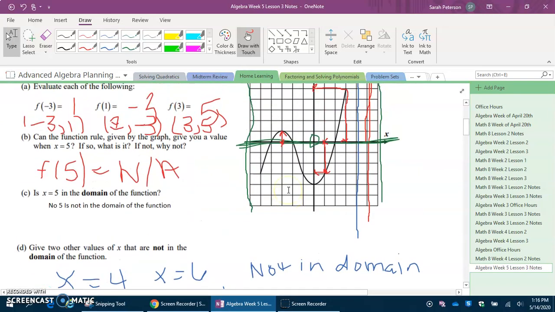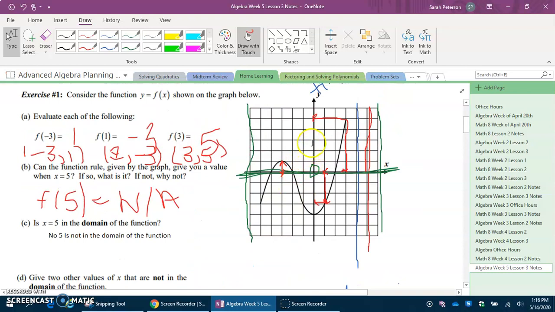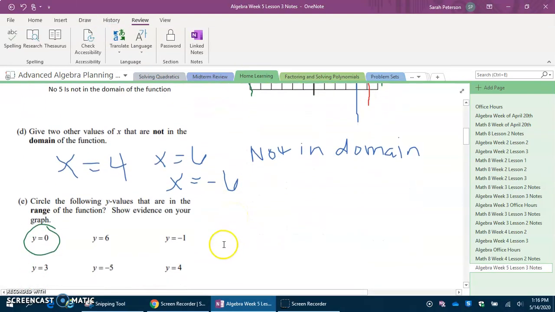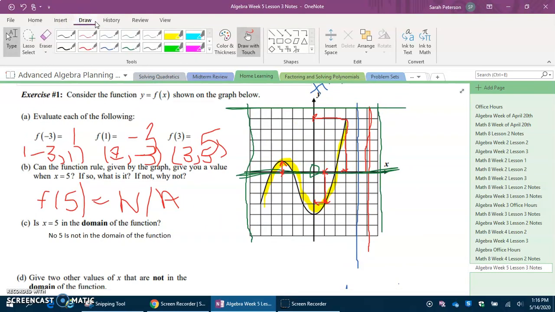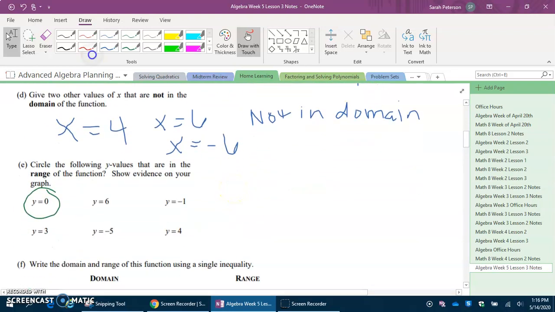So now we're going to look at what y is 6. 1, 2, 3, 4, 5, 6. So when y is 6, is there any graph at that point? No, because if you look, and now it's getting hard to see with all my lines, that's our function. All the way at the top, there's no line there. So y equals 6 is not in my range. Y equals negative 1. Negative 1 is right here. In fact, there's a point there, there's a point there, there's a point there. So y equals negative 1 is in my range.